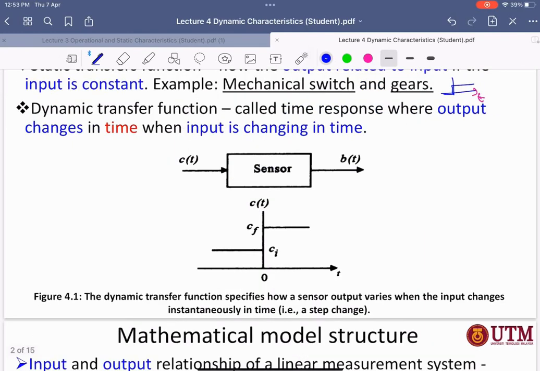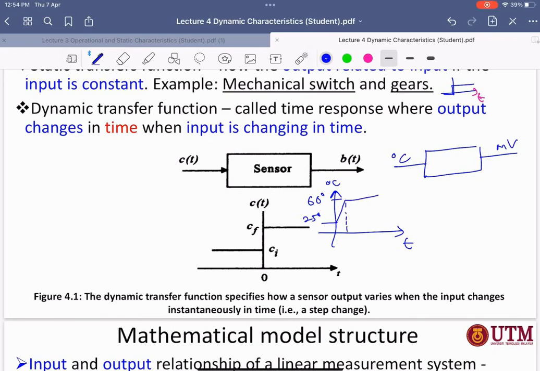So let's say you are given a sensor that can detect degrees, and the output is in millivolts. The input at that time is 25 degrees and also 60 degrees over time. At time zero, the temperature is 25 degrees, and then after 5 seconds it reaches 60 degrees. And how about the output, the response of your transfer function? Maybe at 25 degrees it detects 1 volt, and at 60 degrees it detects 10 volts. But the output will go slowly, like this.